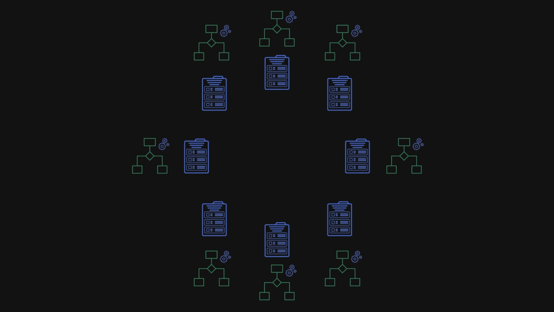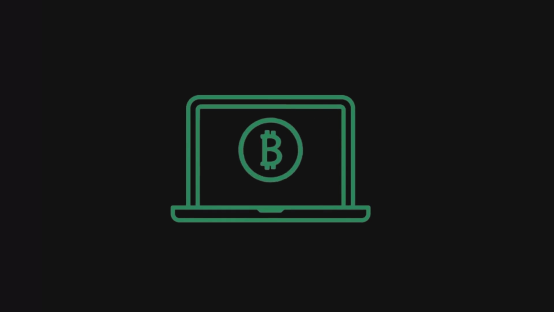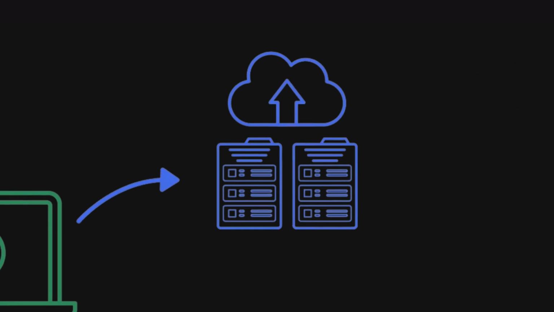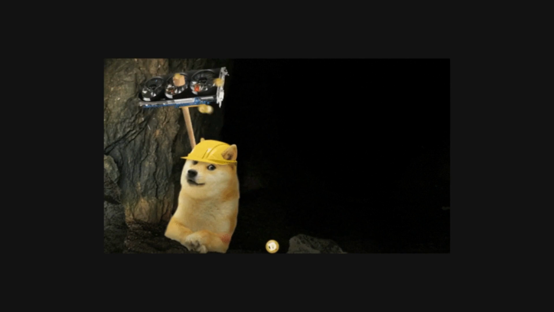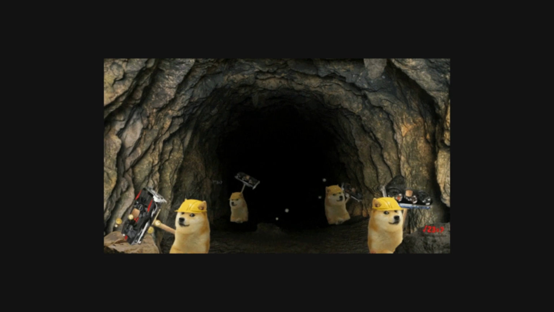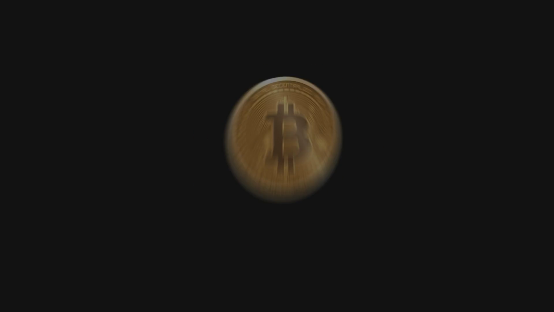A consensus algorithm coordinates all of the nodes within a distributed system to come to an agreement or achieve consensus on a value. There are many consensus algorithms. For example, there's proof of work, which involves nodes solving difficult mathematical puzzles to validate transactions and record them on the blockchain. You may already know this as mining. The solution serves as proof that miners expended significant computing power to validate a transaction. Proof of work is the underlying mechanism for consensus in popular decentralized networks like Bitcoin and Ethereum.